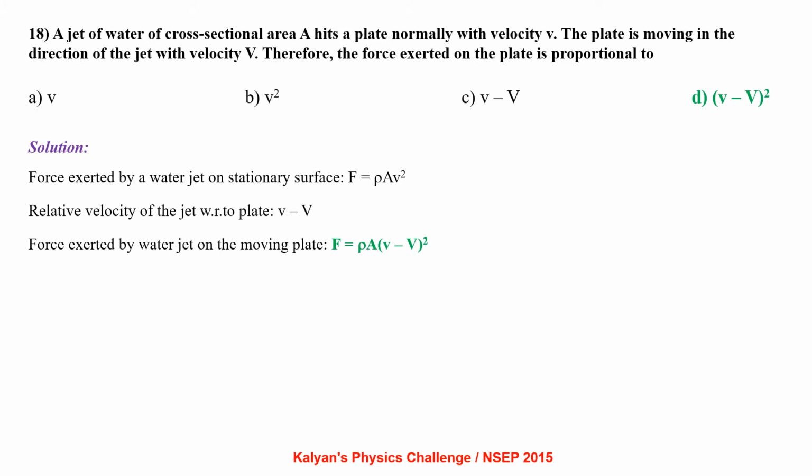A jet of water of cross-sectional area A hits a plate normally with a velocity v. The plate is moving in the direction of the jet with a velocity V. Therefore, the force exerted on the plate is proportional to the force exerted by the water jet on a stationary surface, rho A v square. Relative velocity of the jet with respect to the plate is v minus capital V. So, the force exerted by the water jet on the moving plate is rho A times (v minus capital V) whole square.